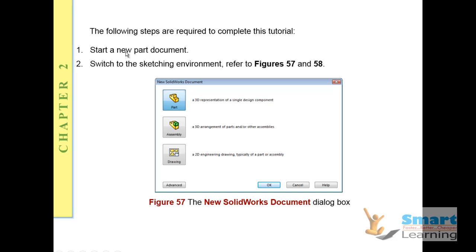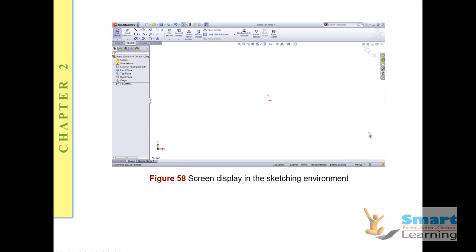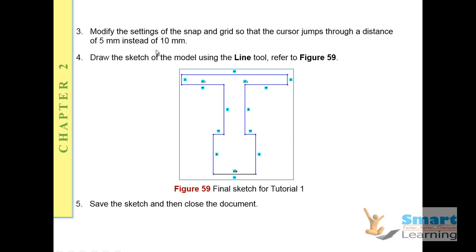We'll start a new document, and then we'll switch to the sketching environment after selecting the part, so that you will be seeing this particular interface. After that, you will be adopting a couple of settings like snap and grid setting, so that you can jump between the grids and create a sketch like this. Modify the setting of the snap and grid so that the cursor jumps through a distance of 5 mm instead of 10. That will be the setting, and then you can save the sketch. I will show you how to do it.